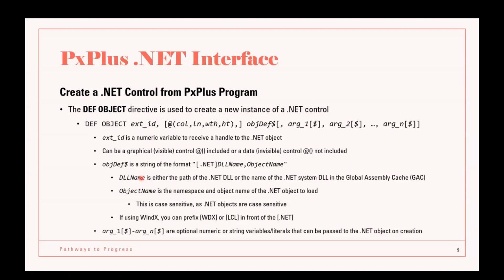Now, this is the same as we just talked about on the Nomad side, with the DLL name being the path or the name of the system DLL. Object name is also going to be your namespace plus your object name, and this is case sensitive. Now, if you're using Windex, you will want to include square bracket WX square bracket or square bracket LCL square bracket in front of the .NET in order to tell the system that this code actually runs on the Windows client. And finally, if you are passing in arguments while building the .NET object, this is where you specify your numeric, string variables or literals that you need to pass in.